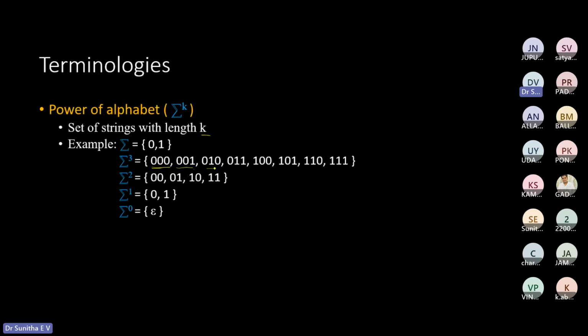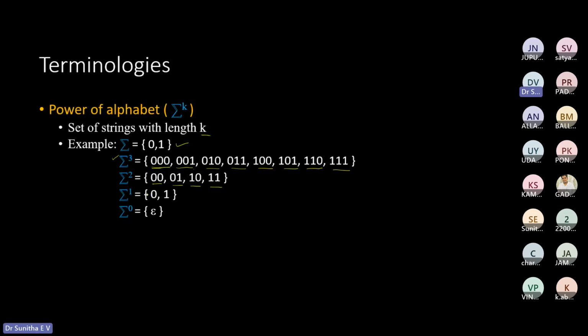Then 001, 010, 011, 100, 101, 110, 111. All are strings made up of 0 and 1 and their length is 3. So that represents sigma to the power 3. Then sigma to the power 2 means the set of all strings with length 2. So you can see 00, length 2, 01, length 2, 10, length 2, 11, length 2. All the strings are made of 0 and 1 and the length is 2. So that is sigma to the power 2.